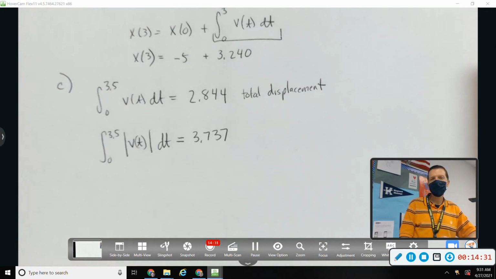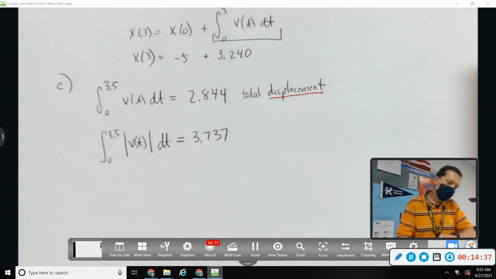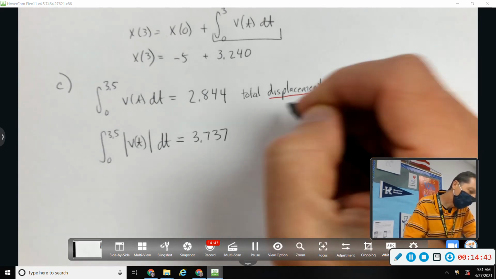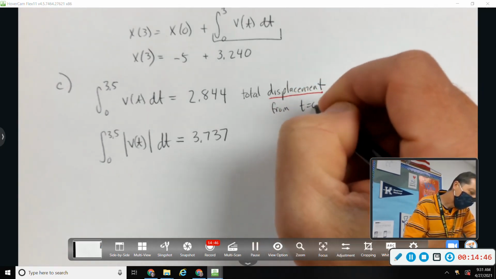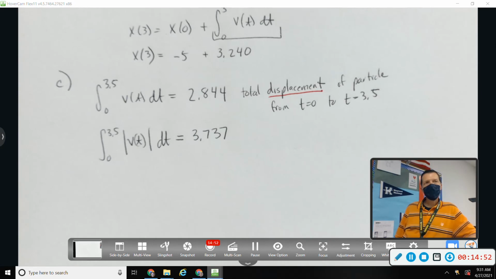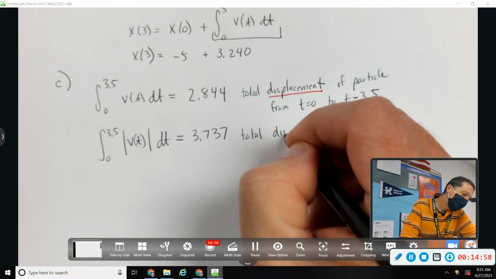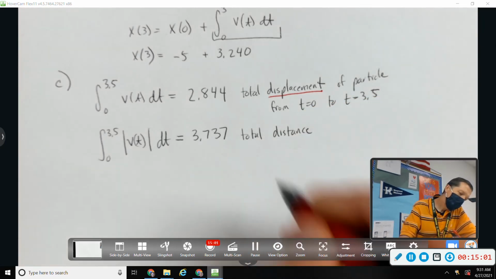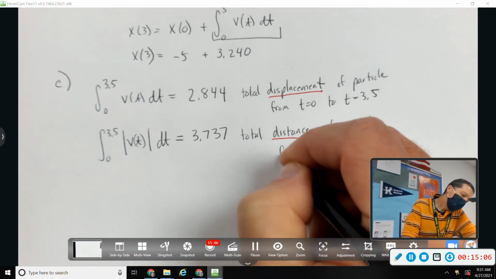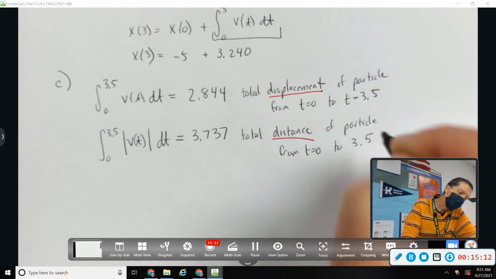I don't know that total is even necessary, and I don't know how many words they want. They may just be looking for displacement. After that, displacement of particle from t equals 0 to t equals 3.5. And the second one is total distance of the particle from t equals 0 to t equals 3.5.